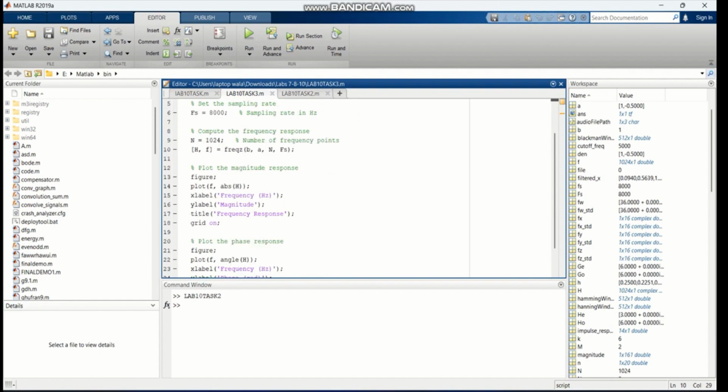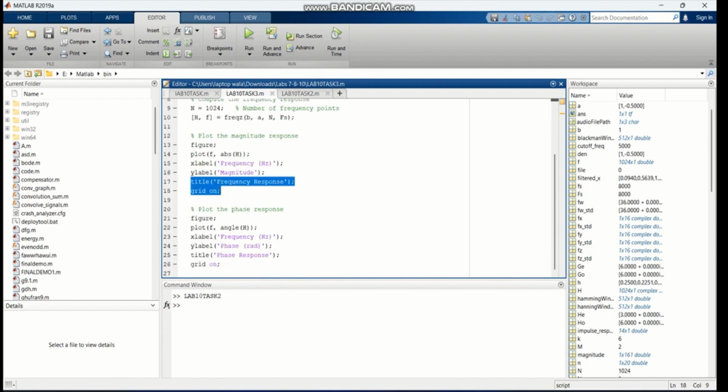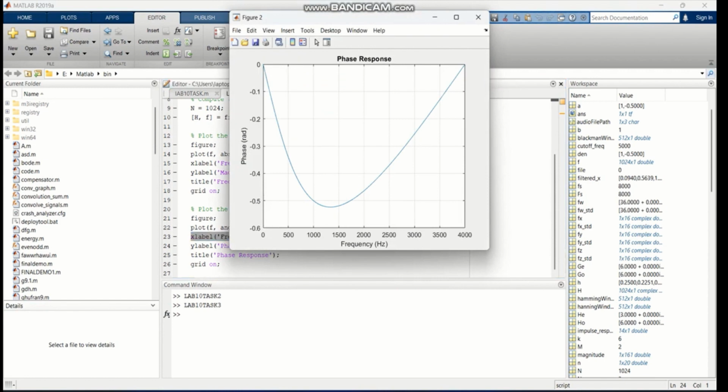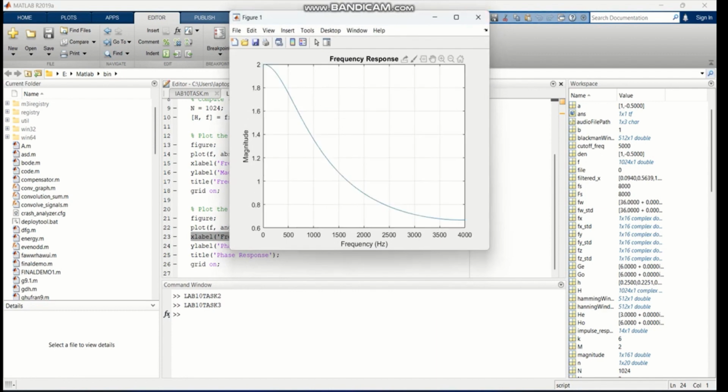On the x-axis we have frequency, and on the y-axis we have magnitude, and the title is given as frequency response. Then we plot the phase response. Basically in this task we are plotting the frequency response and the phase response. On the x-axis we have frequency, on the y-axis we have phase response. So running this code, we get the phase response, as you can see, 0 to 4000, and our frequency response to 4000.